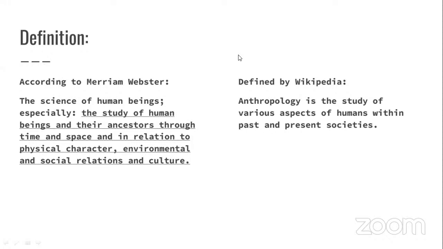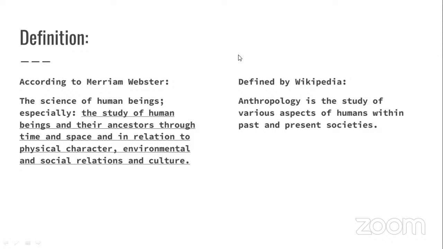And it is also defined in the book Anthropology: A Global Perspective. The word anthropology is derived from the Greek word anthropos, which means human beings or humankind, and logia, which can be translated as knowledge of or the study of. Thus, we can say that the simplest definition of anthropology is the study of humankind or mankind.